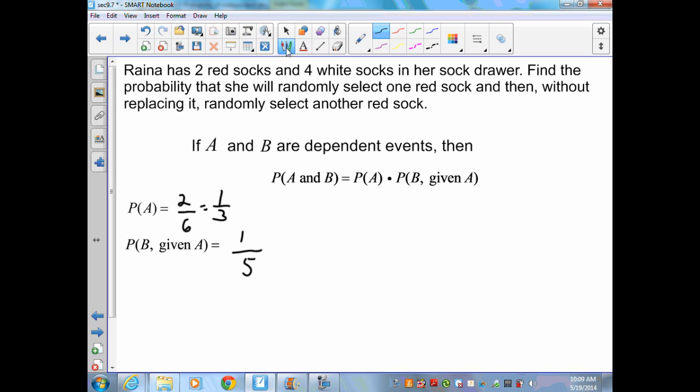Now we just substitute into the formula for dependent events. We know the probability of A is 1/3, times the probability of B given A, which is 1/5. And our solution for the probability in this problem is 1/15.